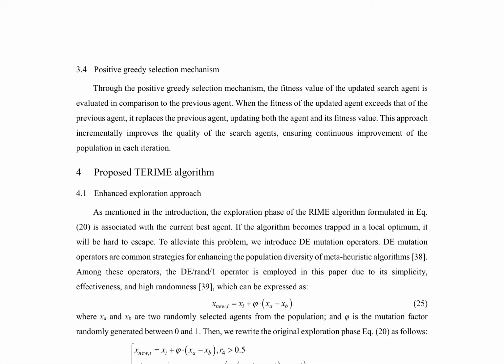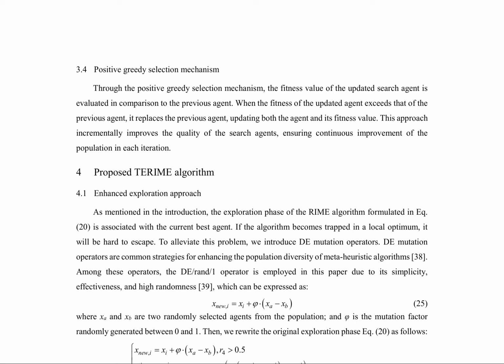The TERIME algorithm builds upon the RIME algorithm, enhancing both exploration and exploitation phases to tackle complex optimization problems more effectively. A positive greedy selection mechanism ensures the updated search agent's fitness value improves incrementally, comparing it to the previous agent. To introduce diversity and avoid local optima, the enhanced exploration approach incorporates the rand1 operator, which modifies the original exploration phase equation with a random mutation factor. This strategy helps the algorithm escape local optima.